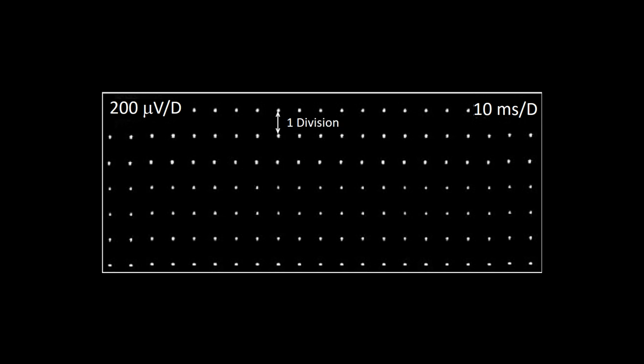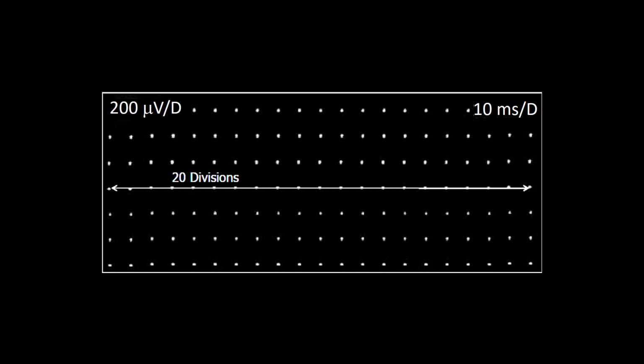Each vertical division corresponds to a definite amplitude value. In this panel, we have 6 divisions. Given that the value of each division is 200 microvolts, the maximal recordable amplitude in this panel is 1200 microvolts or 1.2 millivolts.